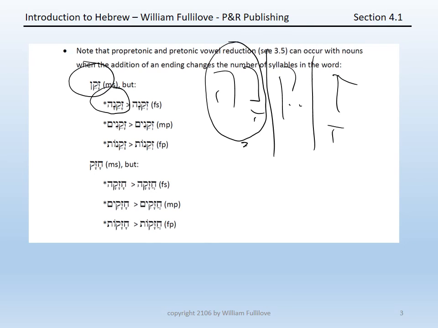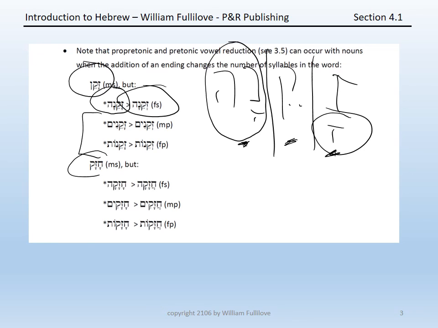If this is the tonic syllable, qe is the pretonic syllable, and za is now a propretonic syllable, and qamets in a propretonic syllable reduces, such that the feminine singular form is zqena, not zaqena. Similarly, with the masculine plural and feminine plural endings, zaqenim reduces to zqenim, and zaqenot reduces to zqenot, with the exact same pattern of propretonic reduction.